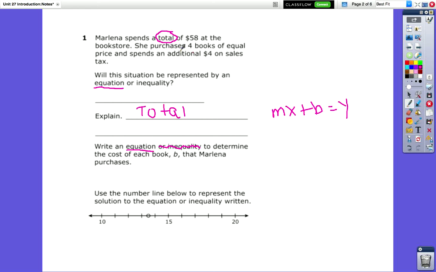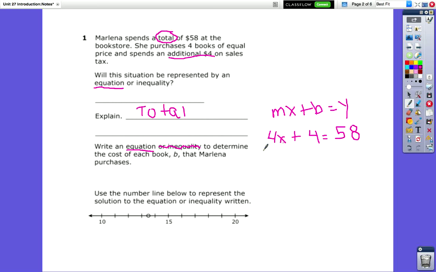So we know that she purchases 4 books of equal price and spends an additional $4 on sales tax. So this 4 books is going to be our rate. So we're going to have 4x plus our additional $4, additional and adding mean the same thing, additional $4 that she spent on sales tax is going to equal the total amount that she paid. We have a definite total amount. We know that she paid exactly $58 at the bookstore.